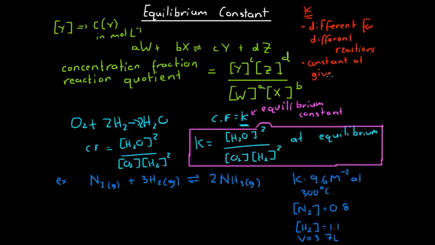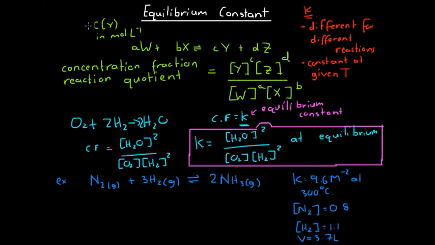So at maybe 25 degrees Celsius, no matter what sort of mixture we have of oxygen, hydrogen, and water, K will be the same. However, if we change the temperature, K will be different. So those are the properties of this equilibrium constant, K. Now, let's do an example involving this idea of equilibrium constant.